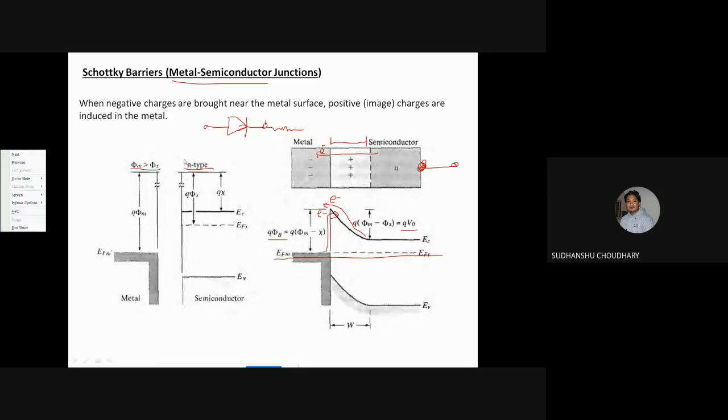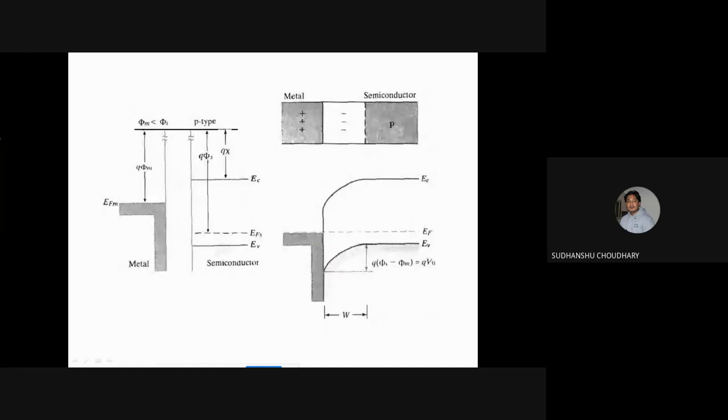Now this was the case for N-type semiconductor, right? Similarly, when a P-type semiconductor is in contact with metal, a Schottky barrier can also result, which is explained over here.